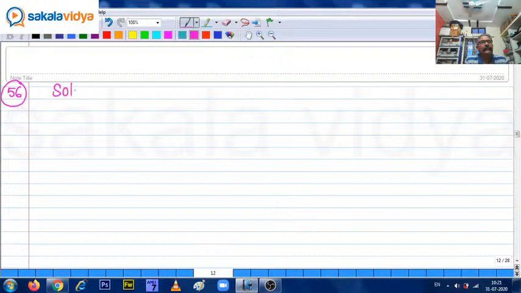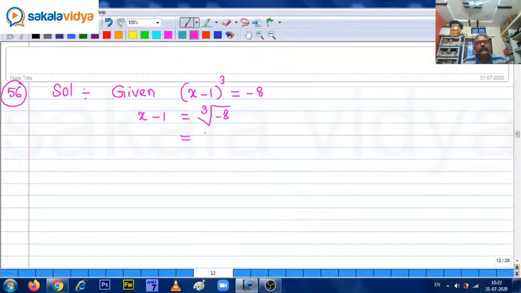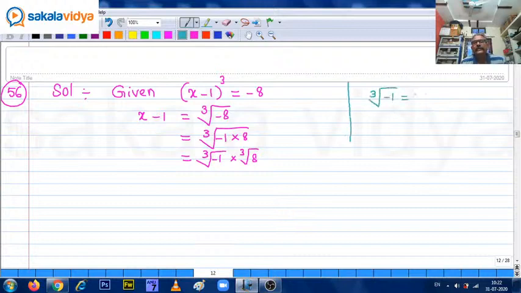Number 56 solution. See, given x minus 1 whole cube equals minus 8. So x minus 1 is equal to the cube root of minus 8. This we can write as the cube root of minus 1 multiplied by 8, that is, the cube root of minus 1 into the cube root of 8. The cube root of minus 1 equals minus of the cube root of 1. The cube roots of 1 are given by 1, omega, omega square. So we can write minus 1, minus omega and minus omega square.